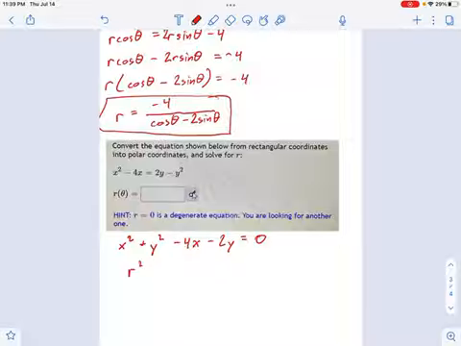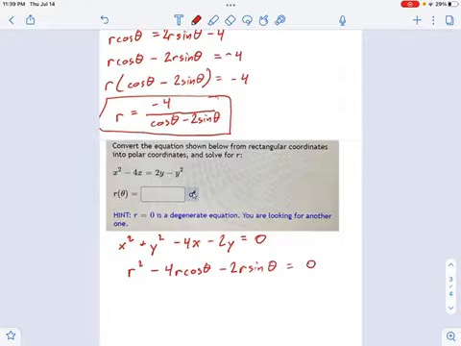So x squared plus y squared is easy. That's just r squared. Minus 4, what's x? Remember, r cosine theta. What's y? That's r sine theta equals 0. So now we have some factoring to do. And I would remember, stick with that GCF. GCFs really are very, very useful. Factor out an r, and what do I get left? r times (r minus 4 cosine theta minus 2 sine theta).